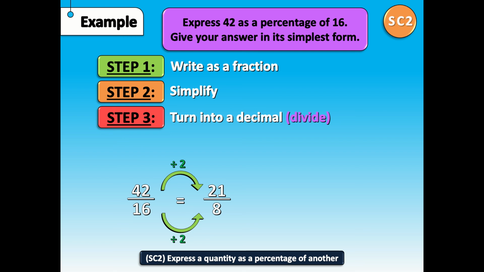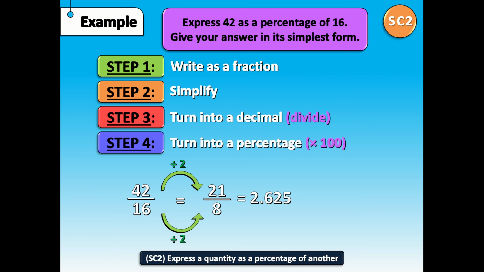Then I can turn it into a decimal. So I do 21 divided by 8. So I can use a bus stop for that. That's 2.625. And then to turn it into a percentage, I need to times that decimal by 100. So that's 262.5%.